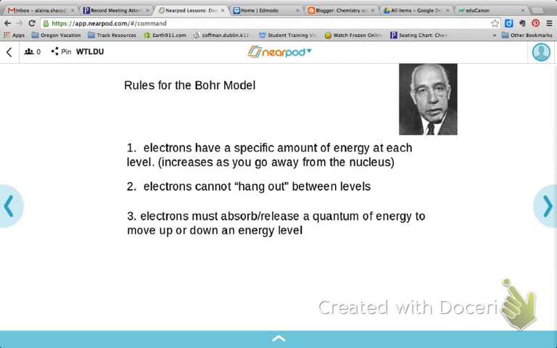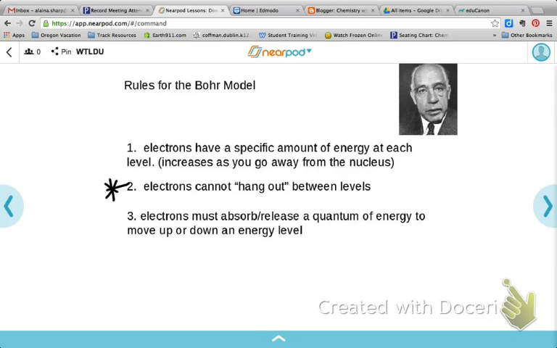Number 2, this is a biggie. Bohr said that electrons cannot be between energy levels. They must either be first energy level or second or third, etc. They cannot be in between energy levels. Even though there's space there, they cannot be there. And so he pictured that as climbing up a ladder and standing on a rung. You either are standing on a rung or you're not. You can't be between rungs on a ladder. Electrons are the same way.